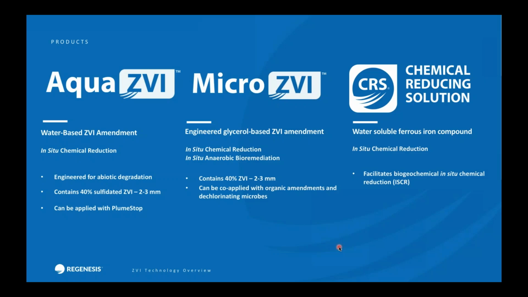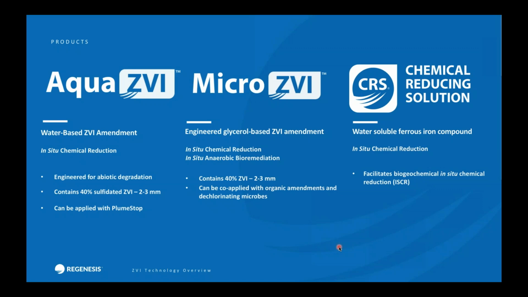So I want to talk about the Regenesis product line very briefly. There are 3 ZVI products that are currently available. One of them is Aqua ZVI, which is an aqueous-based suspension of sulfidated iron. So we take iron, we process it, we add proprietary dispersants and organic additives, and we also sulfidate it in situ. So when you buy this product, you get a 40% ZVI suspension in water that's sulfidated, that is very, very, very reactive with chlorinated ethanes and some other groundwater contaminants.